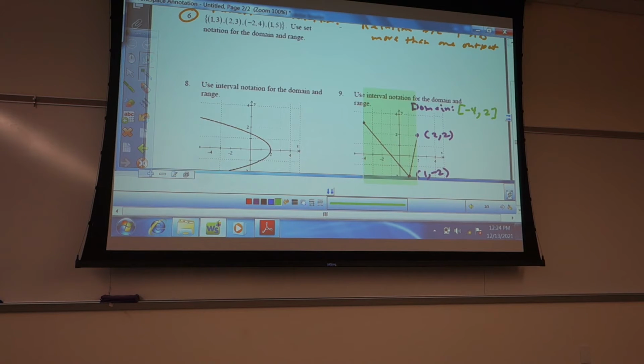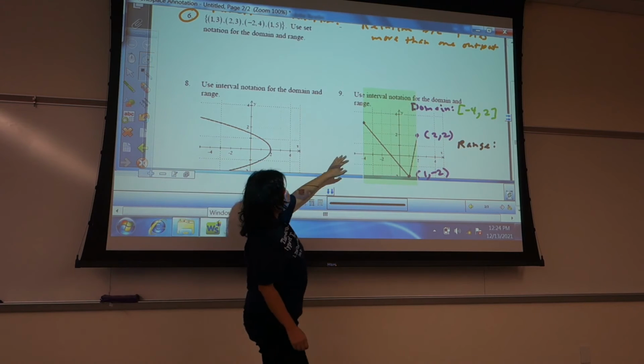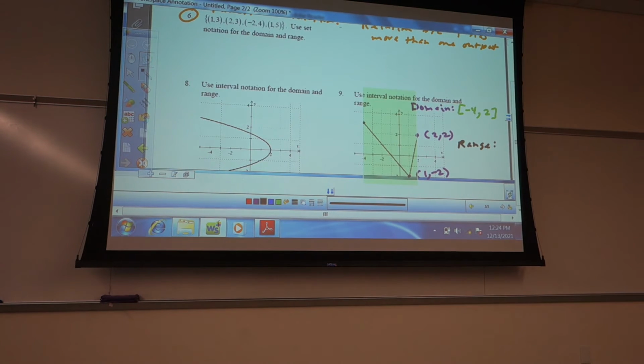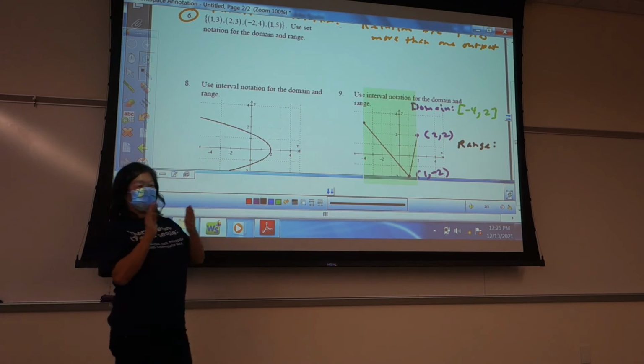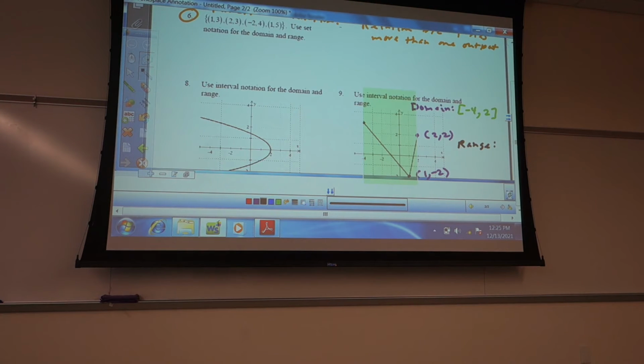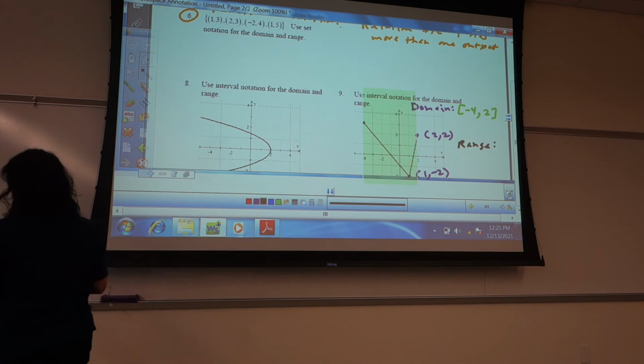So everyone found the range for number 9. What's my range? In other words, what's the lowest it goes, what's the highest it goes? So right here, find the domain and the range. Remember, domain is all about my left-right: the furthest left it goes, the furthest right it goes. Range is the lowest it goes, the highest it goes, my y's. Got it? I just forgot about those points, it's been so long. Exactly, that's why we need to review.